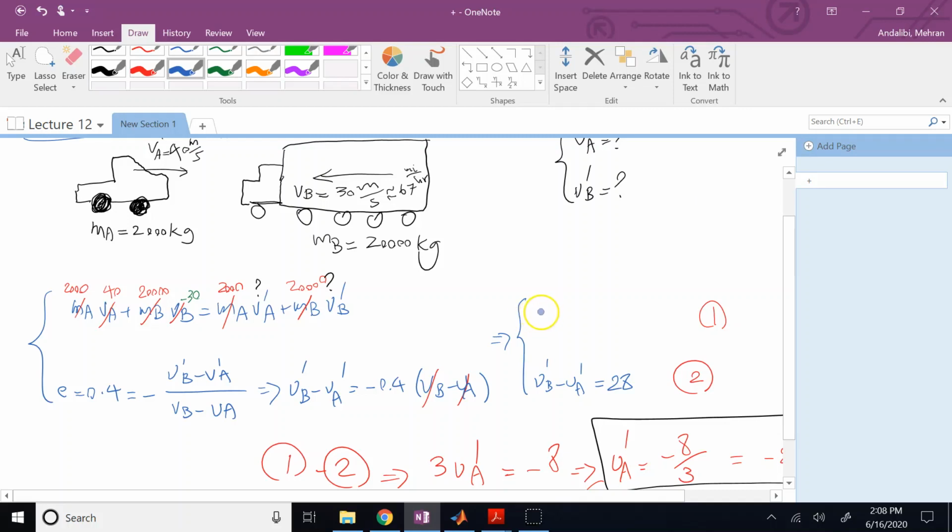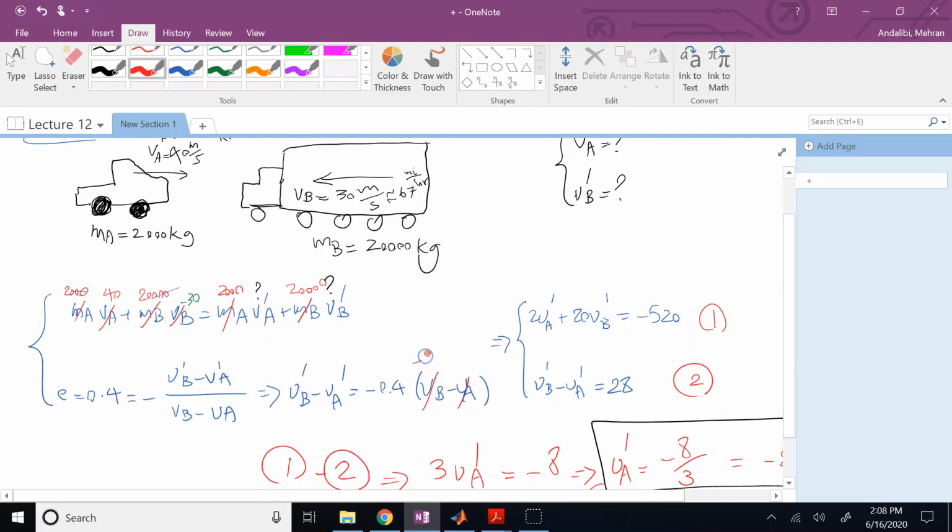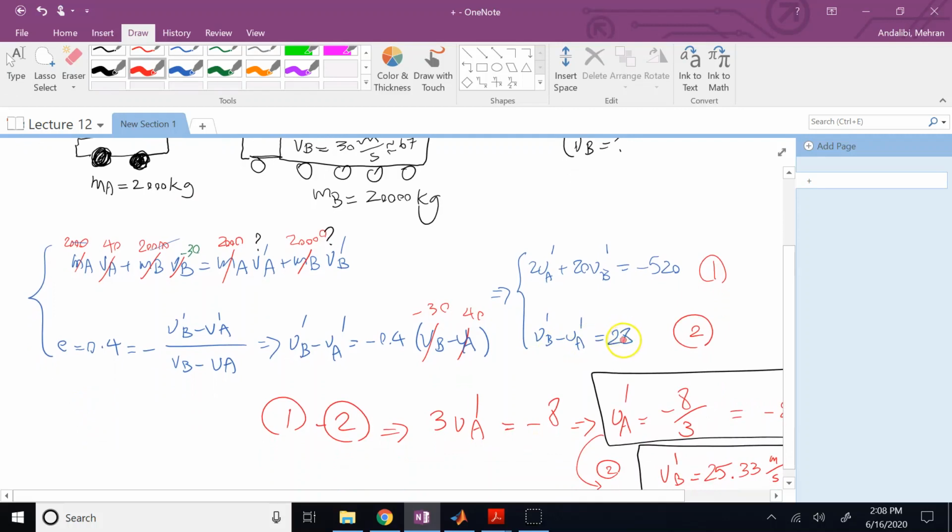$2,000, and if I get rid of 3 zeros, if you don't mind, it is going to be 2 VA prime plus 20 VB prime is equal to, so this is negative 600, right? I'm getting rid of 3 zeros. It's negative 600, and this is 80, so negative 520. And then here you will have this number is going to be the same.